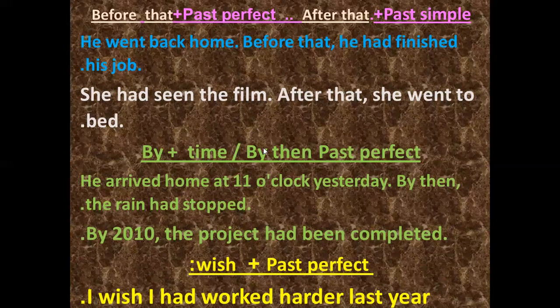By plus time, by then, followed by past perfect. He arrived home at 11 o'clock yesterday. By then, the train had stopped. By 2010, the project had been completed.